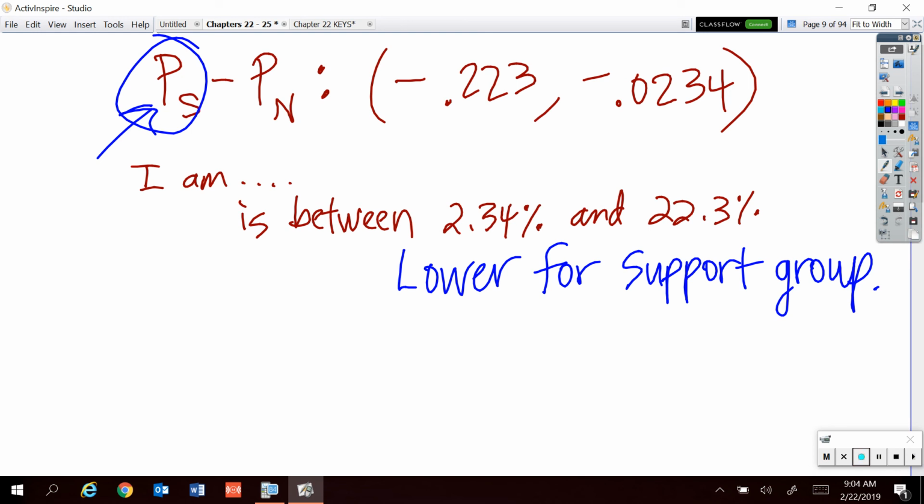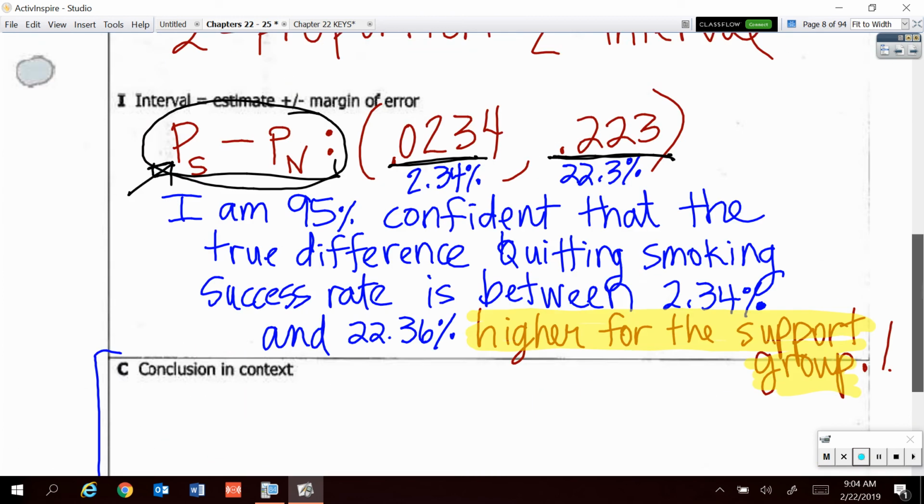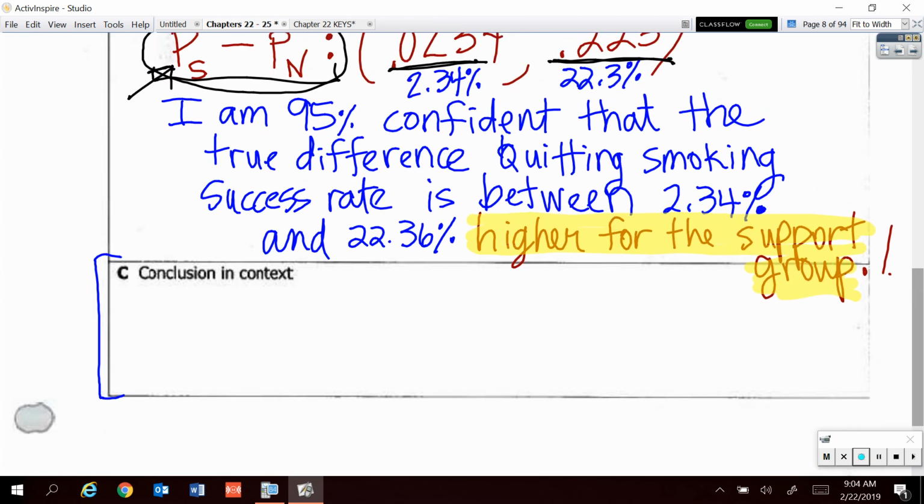All right, good? Yes, sir. Oh, man, that is a good question. Do you ever get one that's positive and one that's negative? And you do, and that's another thing we're going to talk about in a minute. You are just like ahead of me there. Okay, good question. Yes, we will talk about that shortly. First, we're going to go ahead and finish out the conclusion here. So we interpreted our interval. I'm 95% confident, blah, blah, blah, higher for the support group.